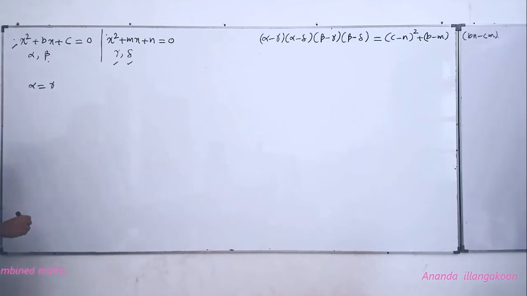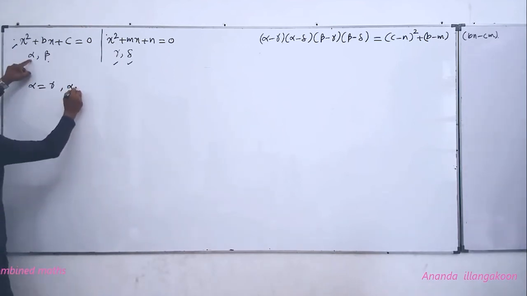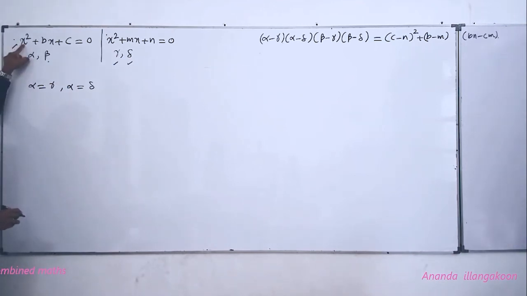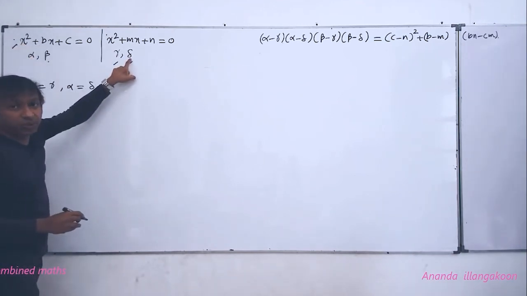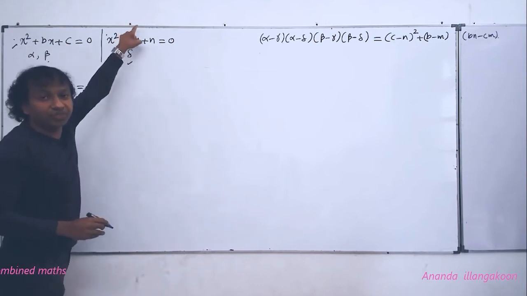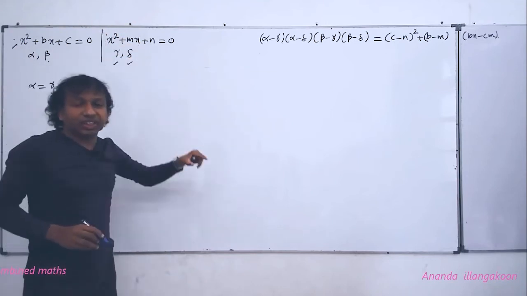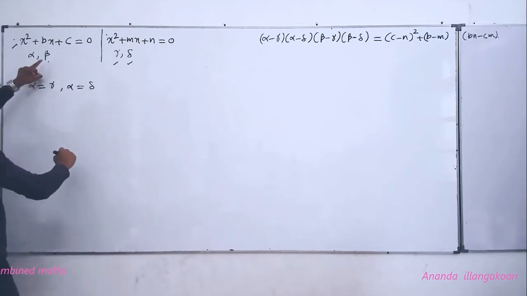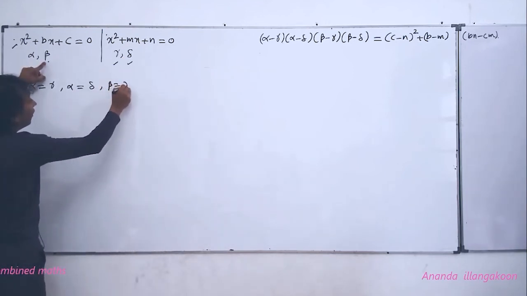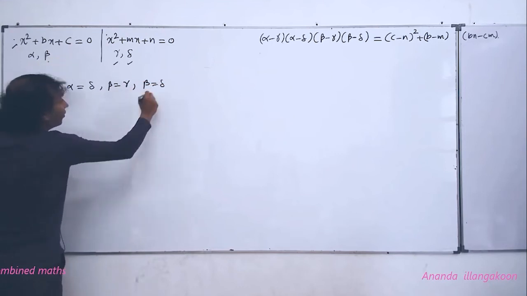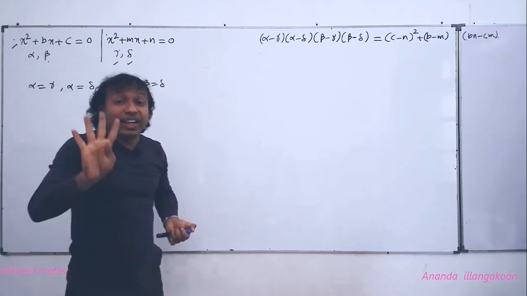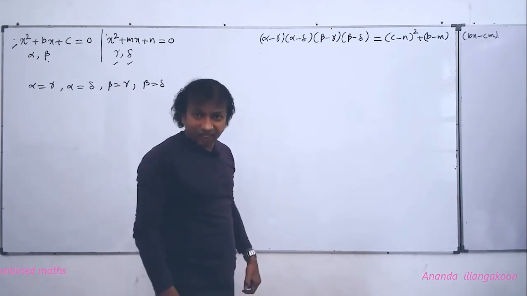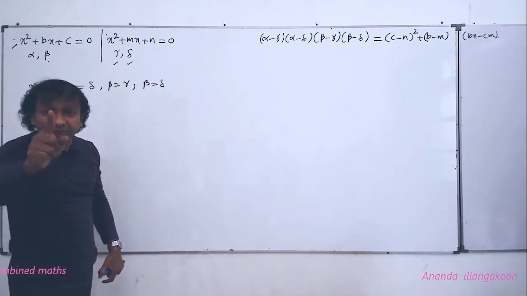Okay. Secondly, if alpha is equal to delta, alpha is the root of this, and this delta also equal to this alpha, then alpha is the root of this as well. Then these two equations again have a common root. What are the other two possibilities? Beta and gamma being equal and beta and delta being equal. There are 4 ways of having a common root for the two equations. Understand? People, from there we'll start.